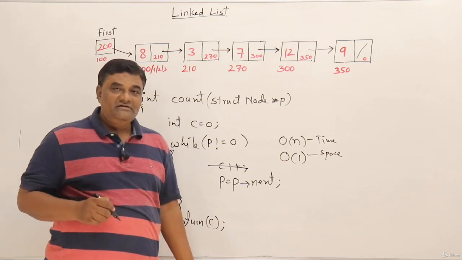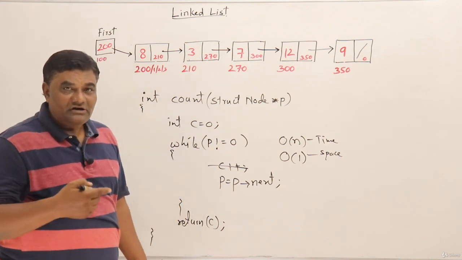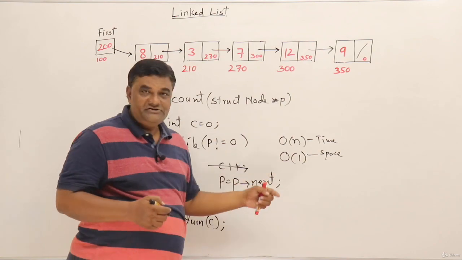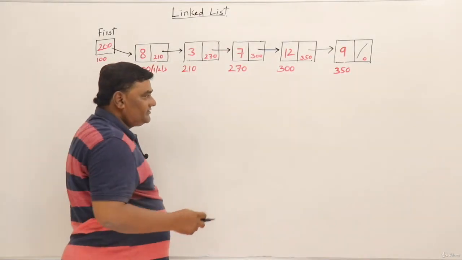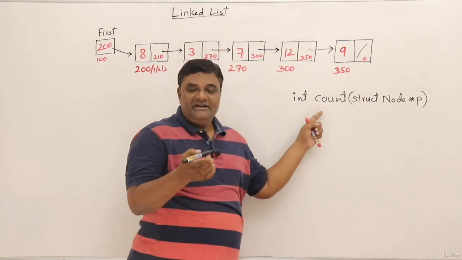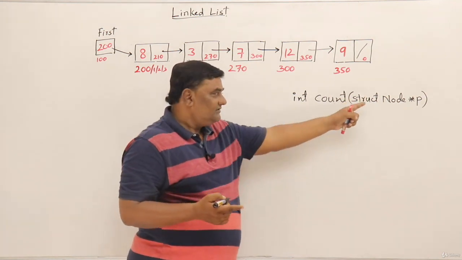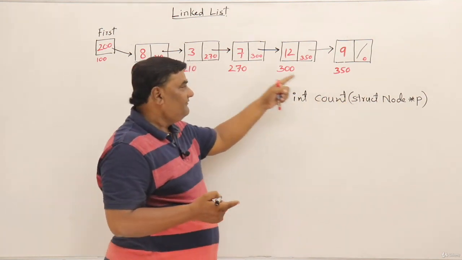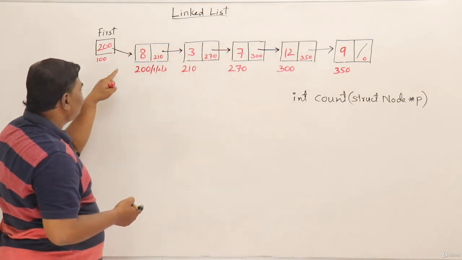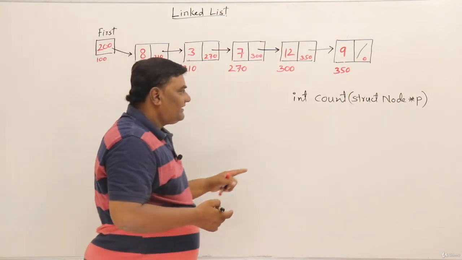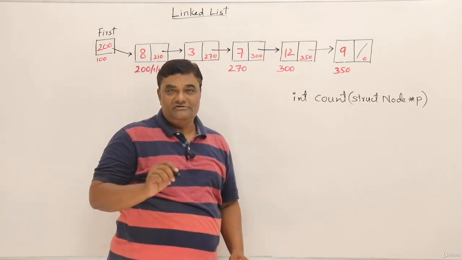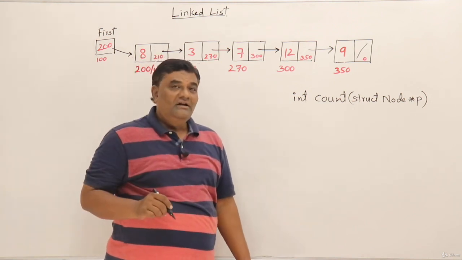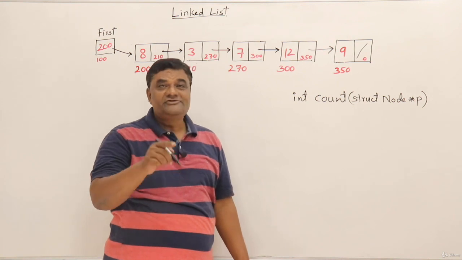Now let us write a recursive function for counting. So I will write the recursive function, then I will explain how it works. Function name I am taking as count only. Then it is taking a pointer. So we will be calling it by passing the first node's pointer, that is 200. What should it do? If p is not null, it should count 1 for each node. And if it is null, then it should count 0.